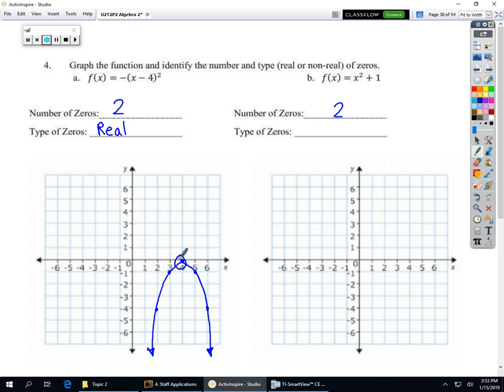Looking at this next one here, x squared plus 1, the graph here would look like this. And then 5 here. So this graph does not cross the x-axis. It still has 2 zeros, but they are non-real zeros. So they have something with i in it. So whenever it crosses the graph, it lets you know if it's real or non-real. So this has 2 non-real answers.